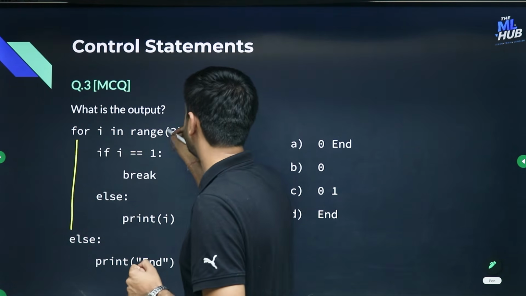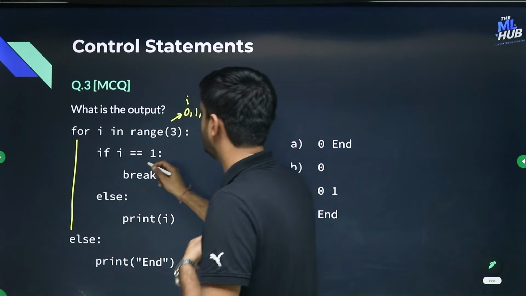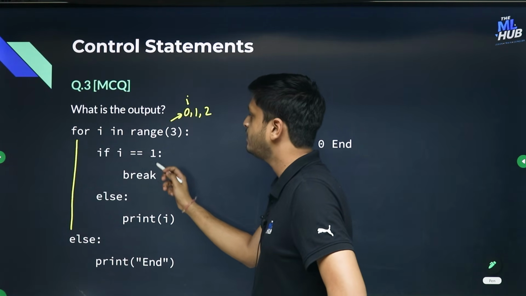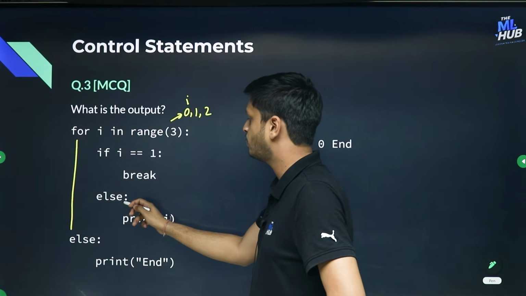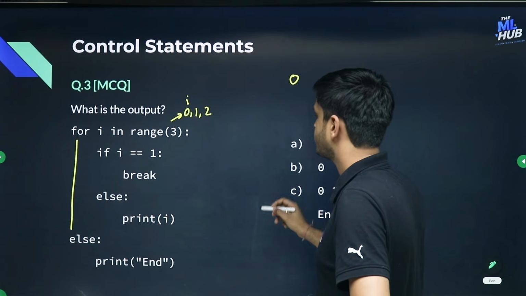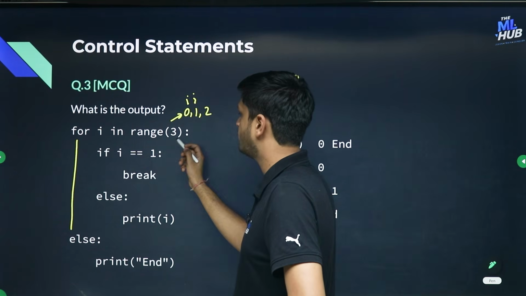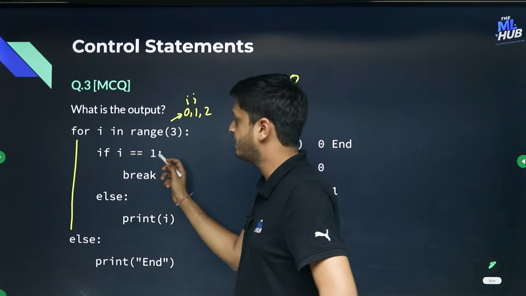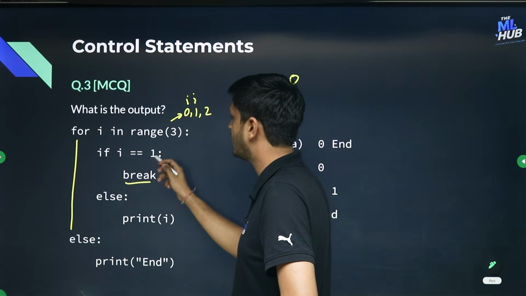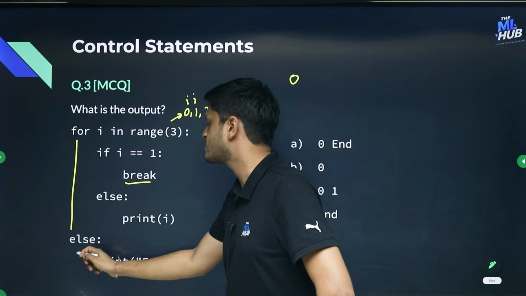Now for I in range 3 means it will take values 0, 1 and 2. So I will firstly take the value 0. Now we will compare, is 0 equal to 1? 0 is not equal to 1, so we will go to else, print I. So 0 will be printed on the screen. Then again I will take the value 1. Is 1 equal to 1? 1 is equal to 1. So we will break and I will not take the further values. We will just break out and else will not execute.